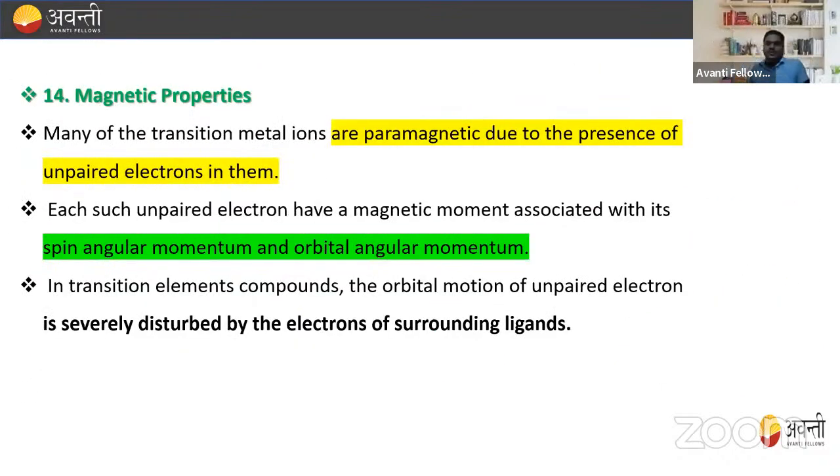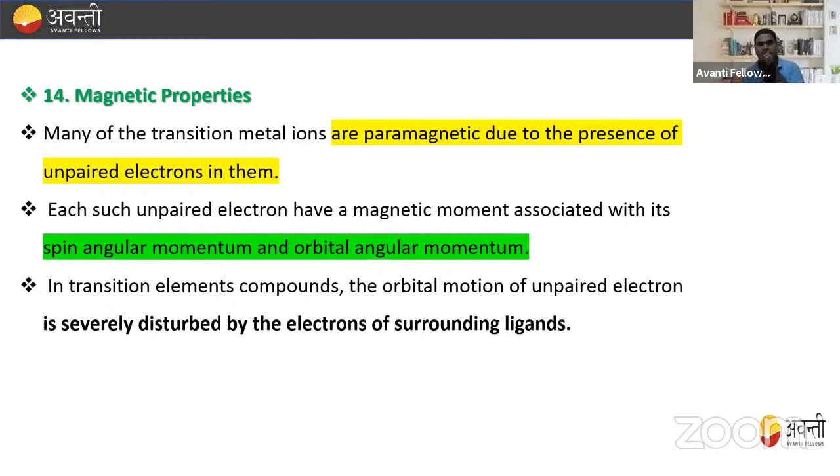Now, magnetic properties. This will also play a very important role. So what are the magnetic properties? Many of the transition metal ions are paramagnetic. Why? Due to the presence of unpaired electrons in them. Each such unpaired electron has a magnetic moment associated with it, that is spin angular momentum and orbital angular momentum.